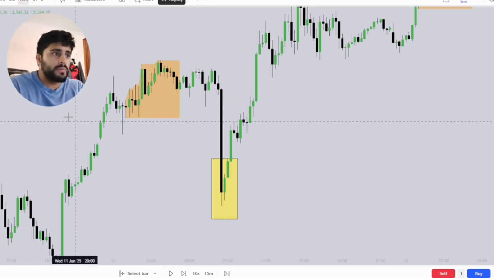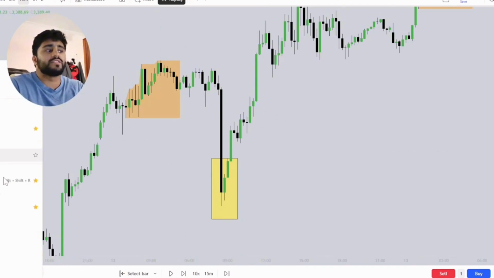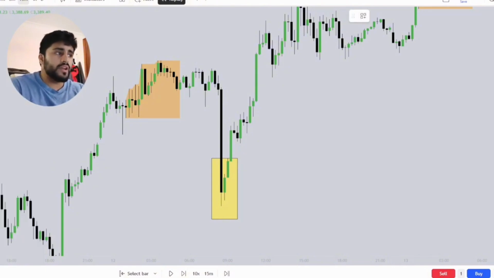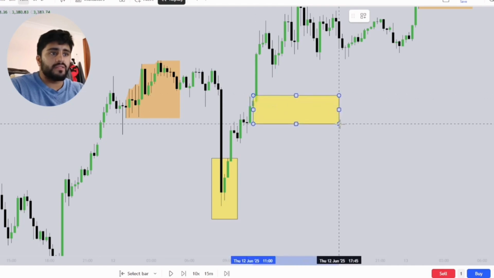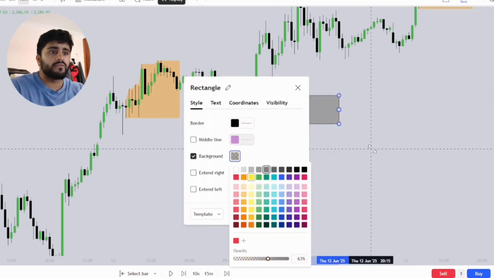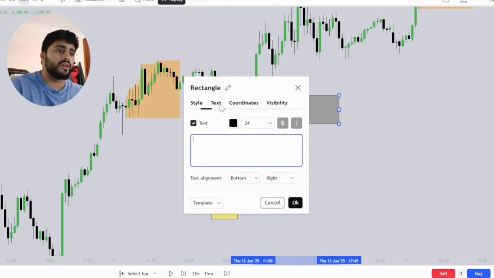Breaker structure, right? Sweeping the Asian low. This here is the bread and butter of a POI, right? What I look for in a POI is the following things: breaker structure and fair value gap. And so my POI is going to be something like this, right? This is my POI, and I'm going to make this very clear for people why this is essentially a POI.